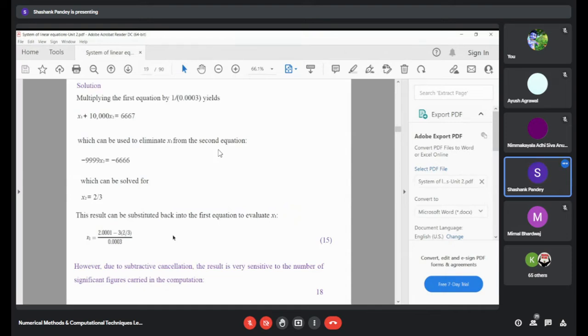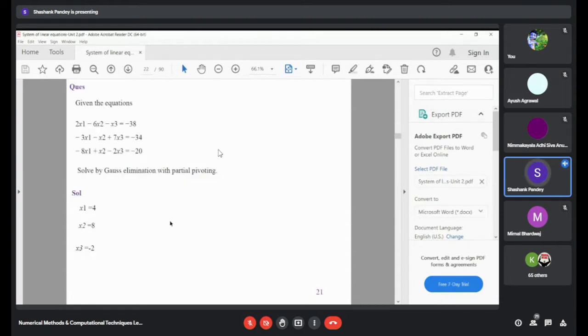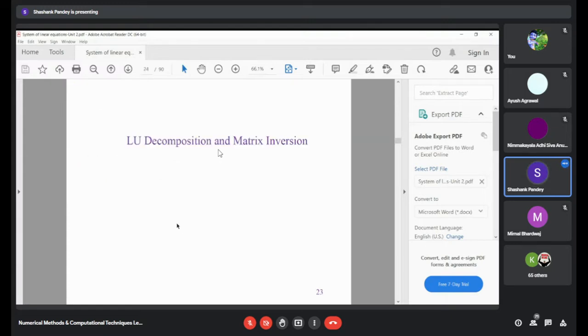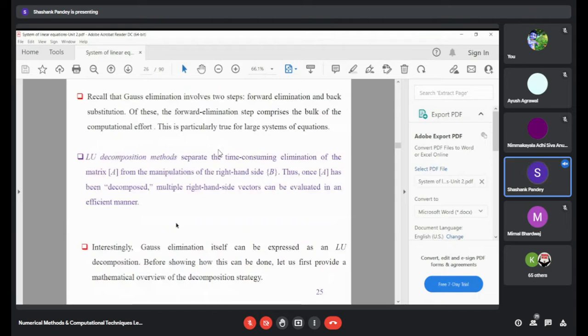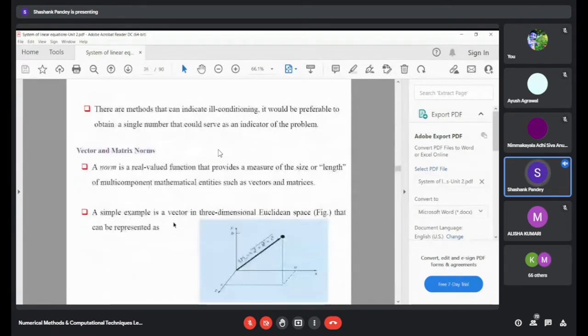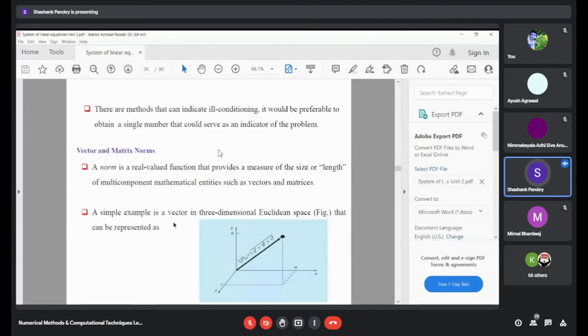And through pivoting, we got this exact solution. So we have seen that this type of system was an ill-conditioned system without pivoting. Now, before performing any calculation, there should be a method that lets us check whether the system is ill-conditioned or it is a perfect system.